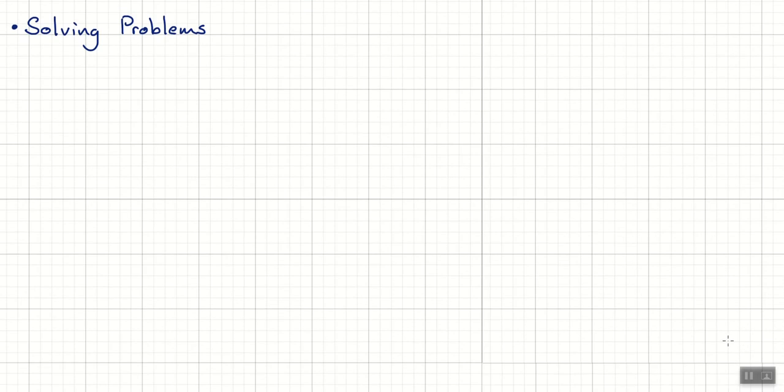Okay, so we're going to jump right in with one. Here we go on our example for solving problems. We'll do example, and we'll just set this up. I'm going to use a little editing magic.